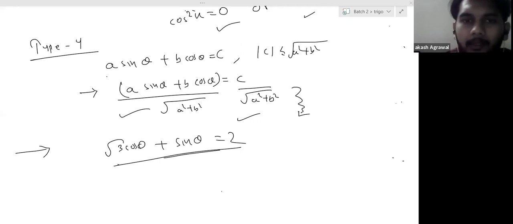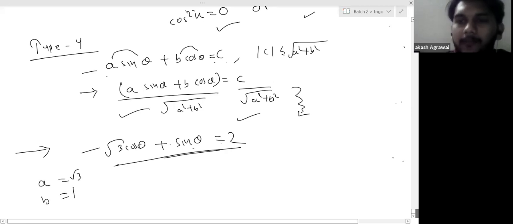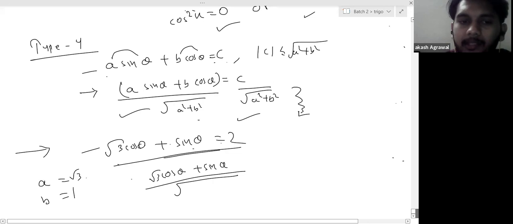See, this pattern is type 4. Something into sin theta plus something into cos theta is equal to something. Root 3 cos theta plus 1 sin theta equals 2. So here the value of A is root 3 and B is 1. So the first step is to divide both sides by under root A² plus B². So root 3 cos theta plus sin theta, whole divided by under root A² is 3 plus B² is 1, so this is 4, and 2 under root 4.